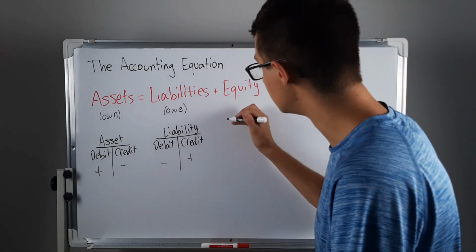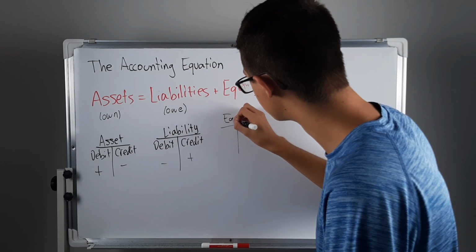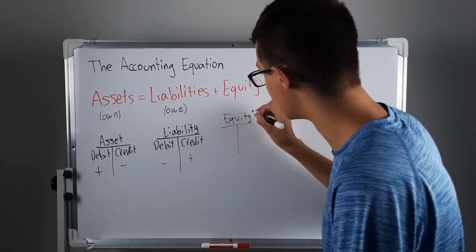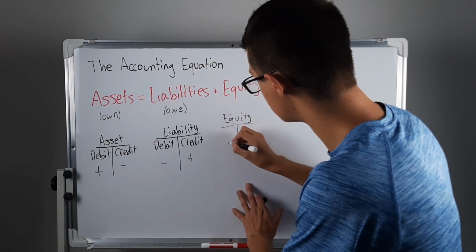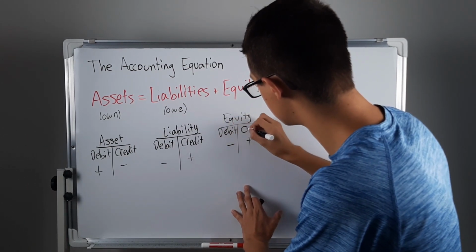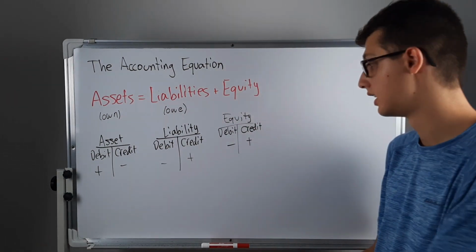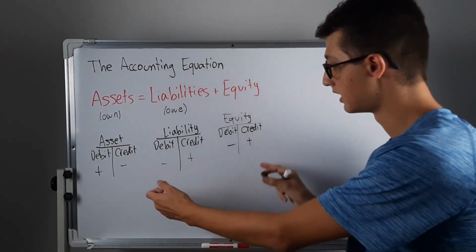Equity also is kind of this way. Not always, I'll go into that in a second. So again, we have minus and plus, we have a debit and a credit. Credits are always on the right, debits are always on the left, but here we have these two.